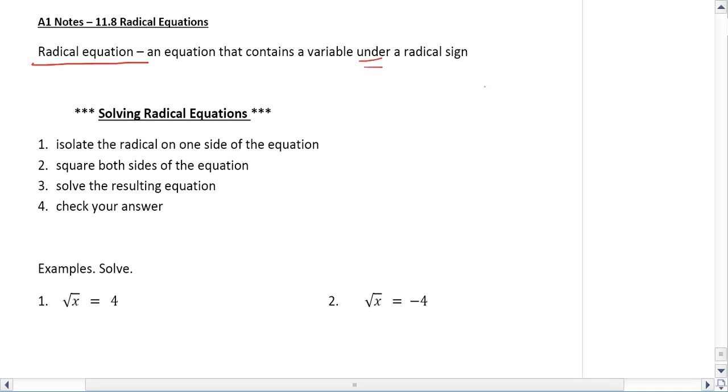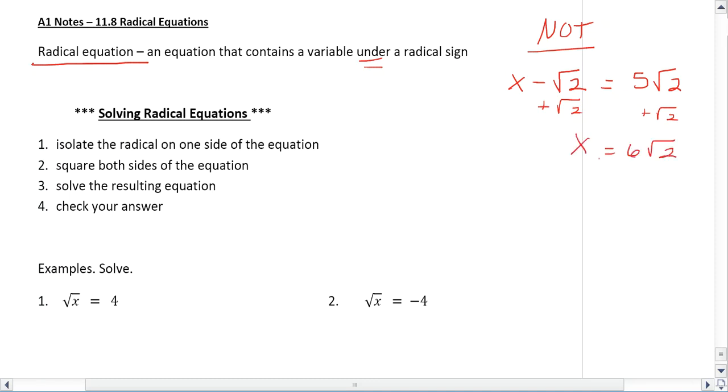So let me show you an example of something that is not a radical equation, just for clarity. If you had x minus square root 2 equals, say, 5 square root 2, this isn't a radical equation because this x isn't under a radical sign. This is just a straight up one-step equation where you'd add a square root 2 to both sides and you get x is 6 square root 2. Okay, not a radical equation.